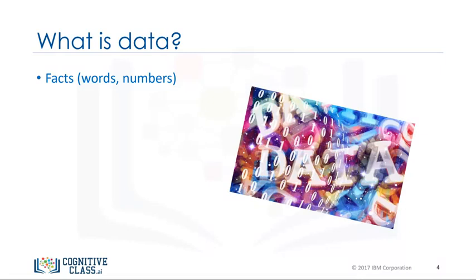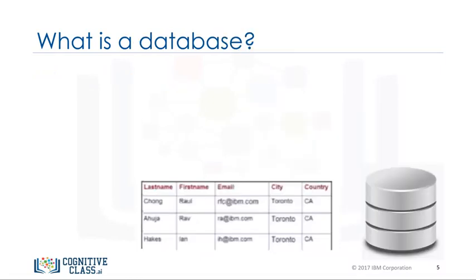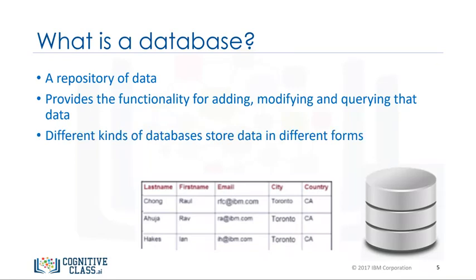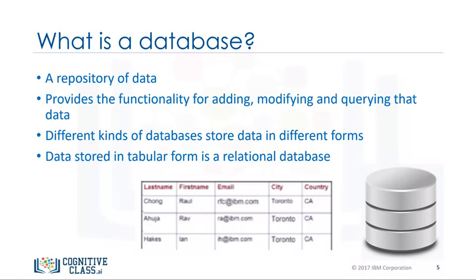So, what is a database? Databases are everywhere and used every day, but they are largely taken for granted. A database is a repository of data. It is a program that stores data. A database also provides the functionality for adding, modifying, and querying that data. There are different kinds of databases for different requirements. The data can be stored in various forms. When data is stored in tabular form, the data is organized in tables, like in a spreadsheet, which is columns and rows. That's a relational database.